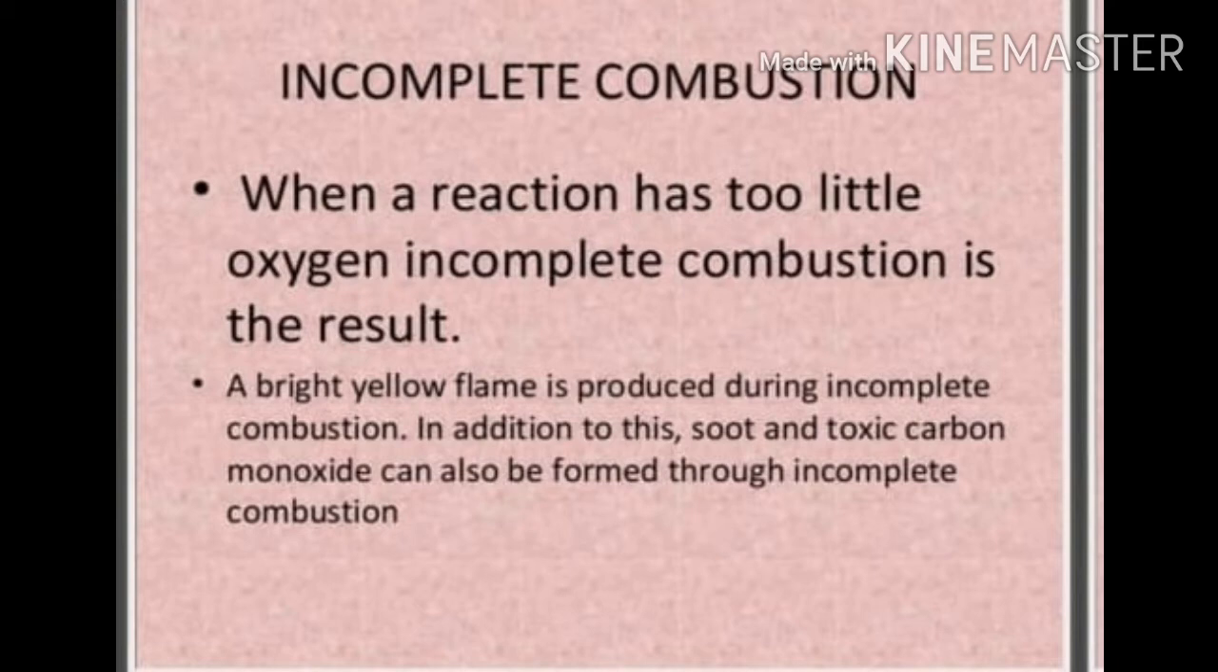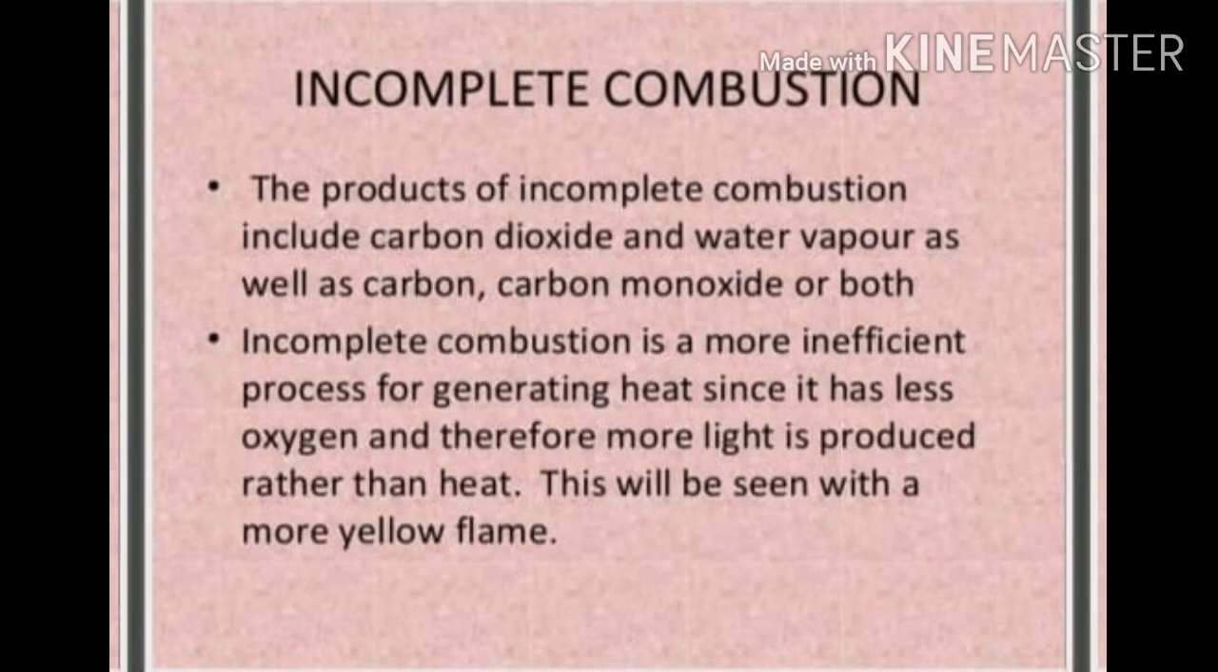In addition to this, soot and toxic carbon monoxide are also produced due to incomplete combustion. Soot means a black colored substance. When any utensil is placed on the yellow flame, it turns black due to the unburned carbon particles which are produced due to incomplete combustion. The products of incomplete combustion include carbon dioxide and water vapor, as well as unburnt carbon, carbon monoxide, or both.